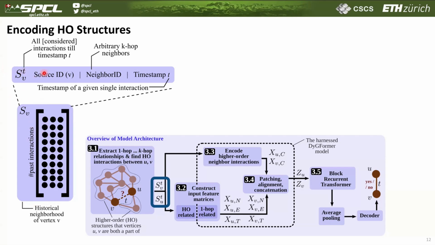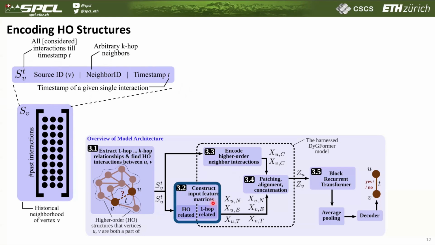Each of these rows is basically the ID of the source vertex, the ID of the neighbor with which this interaction, for example an insertion of an edge, was happening, and the timestamp when this event happened. So that's what each row of these matrices means. It's important to realize that at this stage we already mine also for higher order neighbors. So this neighbor ID could be a second hop neighbor, or a third hop neighbor, depending on how you pre-specify this.